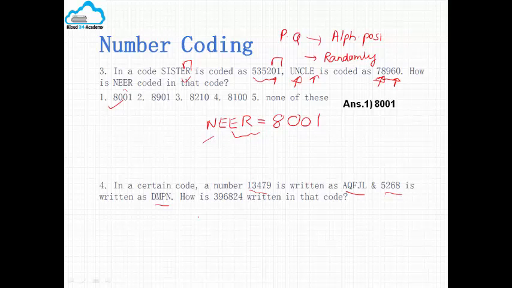So here all we have to do is just see what the number code is. 3 from here, 13479, 3 is Q. So I write Q here. 9 is L, so I write L. Similarly, 6 is P, 8 is N, so Q, L, P, N, M, F is the answer.